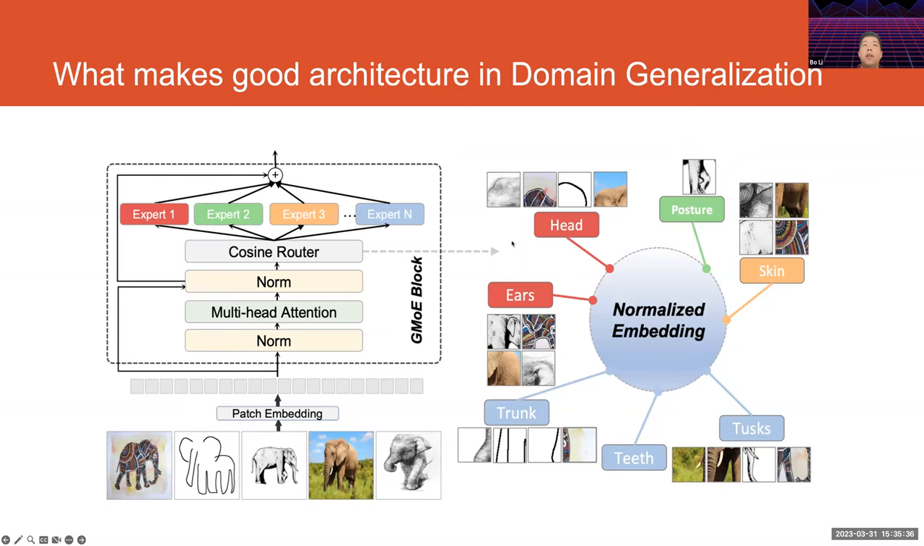Here is a result a little bit earlier, but you can see that during training, the experts automatically become experts of certain visual attributes of the elephant. The expert one, the red expert, mainly processes the head and the ears, and expert two mainly processes the posture and the skin, and the other experts process other visual attributes here.